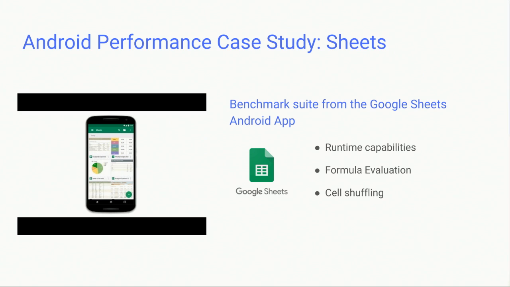So to validate all the optimizations we do, we have our own benchmarks, where we look for regressions and improvements. But we also want to make sure that optimizations do matter for real Android apps. So for the O release, we have invested our optimizations on one of our Android applications, Sheets. Over the years, the ART team and the Sheets team have worked on benchmarking the core computational logic in the Sheets app. Our Sheets benchmark suite is composed of three kinds of benchmarks: benchmarking low-level runtime capabilities, core Sheets formula evaluation, and benchmarks that shuffle random cells.